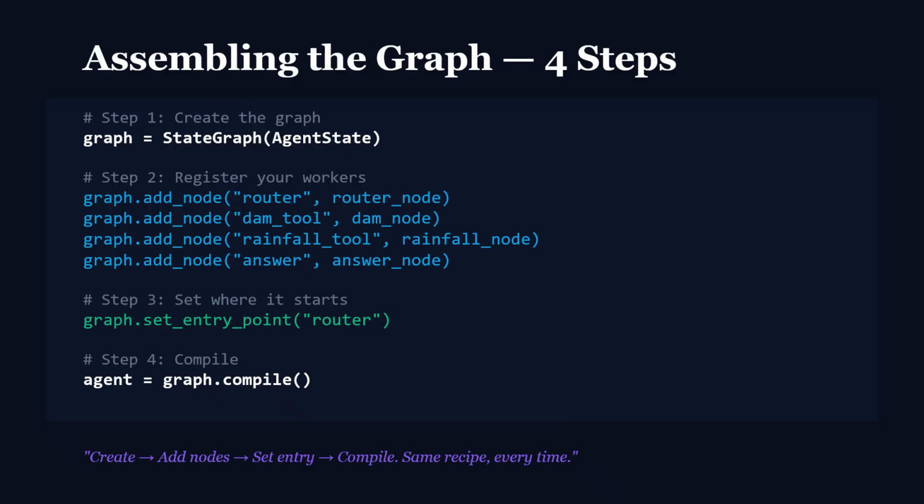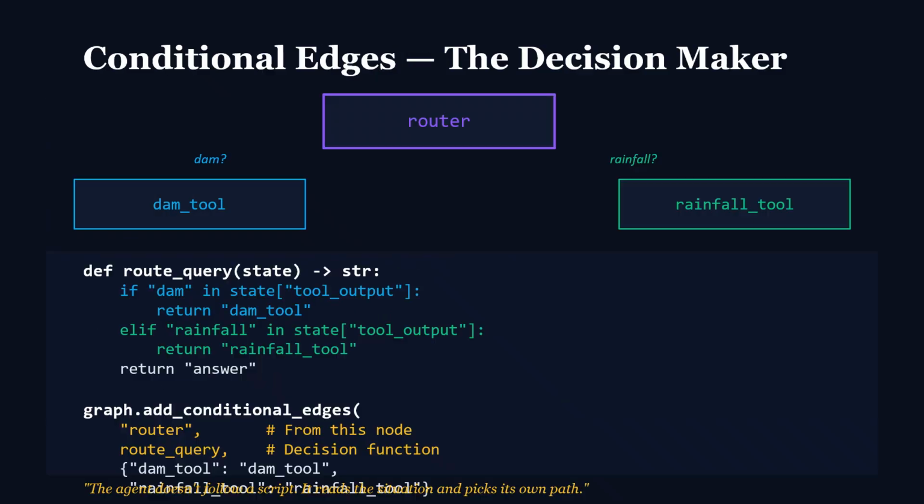But wait, we added nodes but we did not connect them yet. How does the router know whether to go to dam_tool or rainfall_tool? This is where edges come in, and specifically conditional edges. That is the next slide.